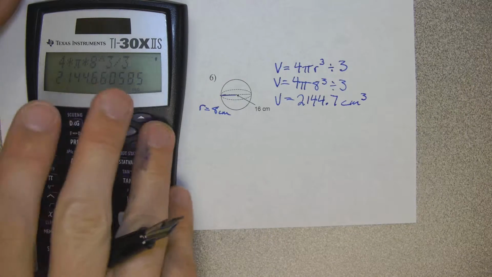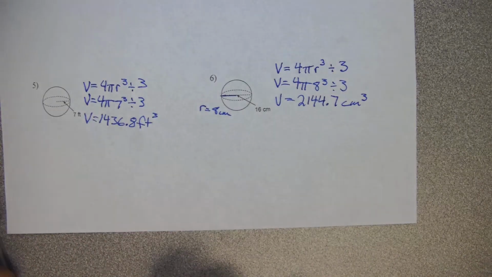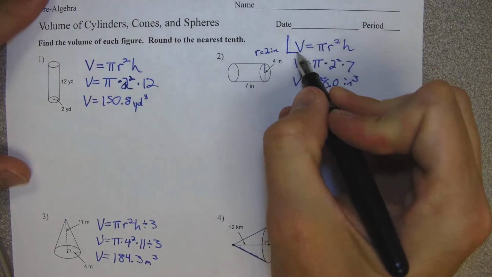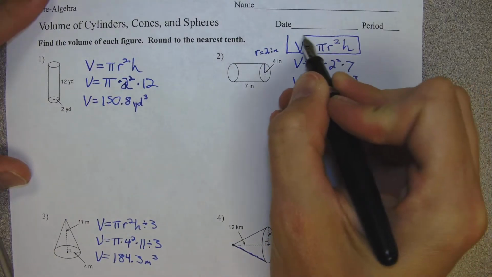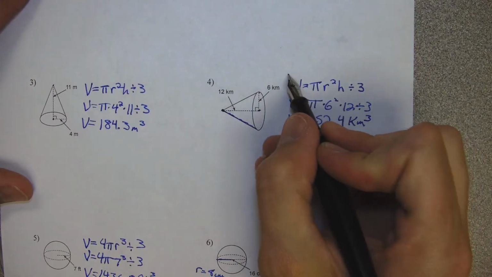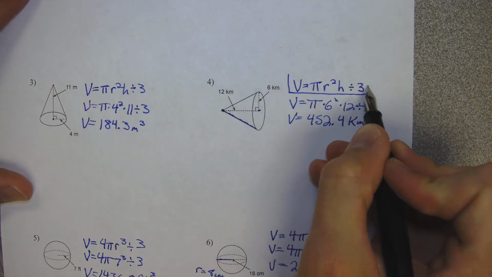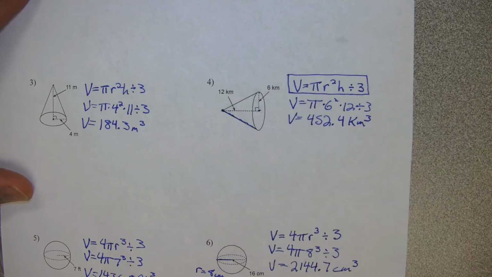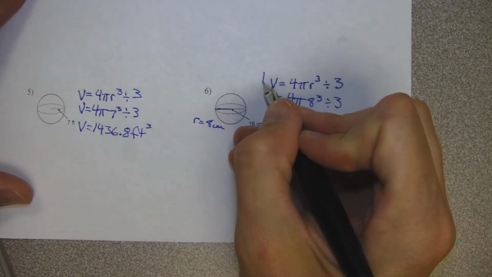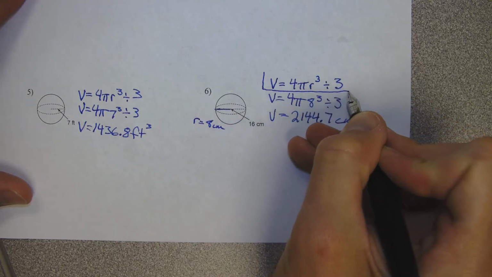Right? So volume is pretty straightforward. It's just formulas. So again, for cylinders, volume equals pi times your radius squared times your height. For cones, volume equals pi times your radius squared times your height divided by 3. And then for spheres there, volume is equal to 4 times pi times your radius cubed divided by 3.